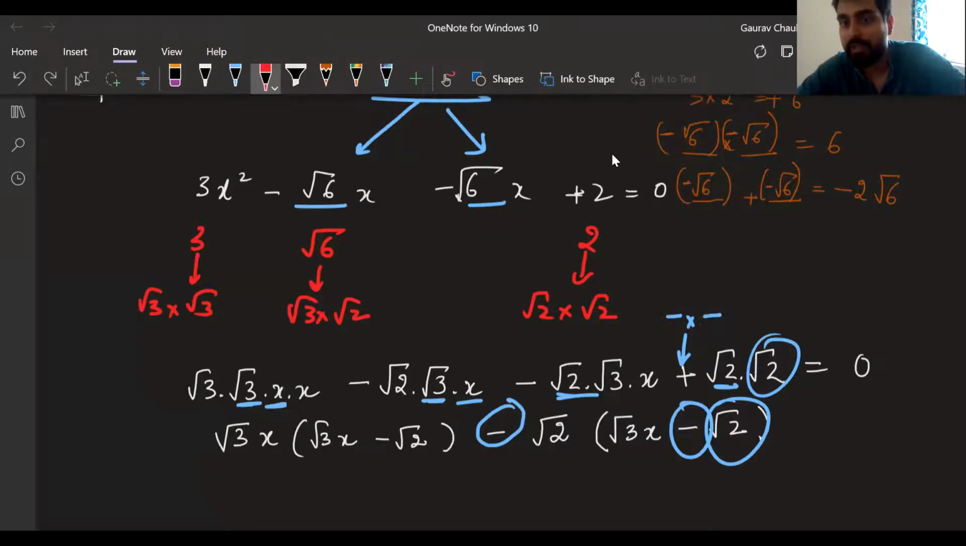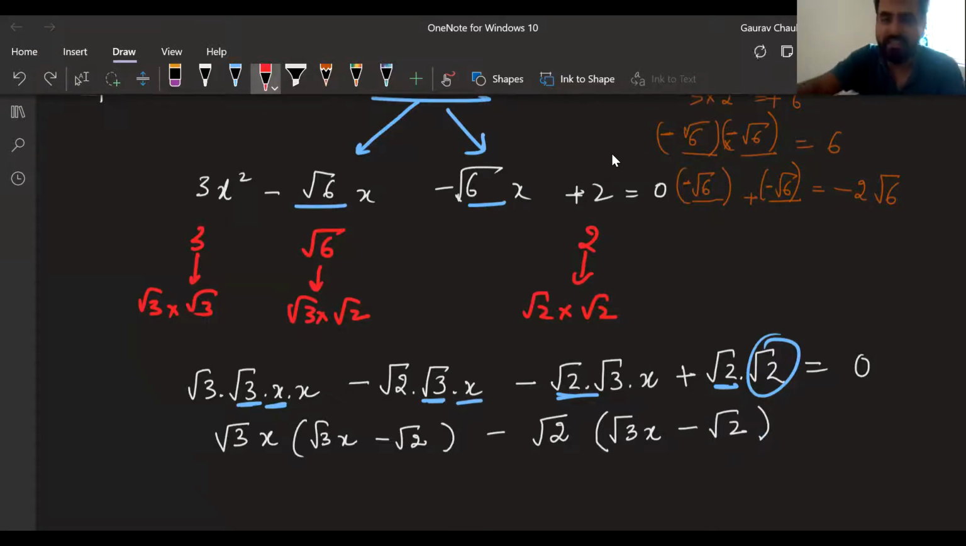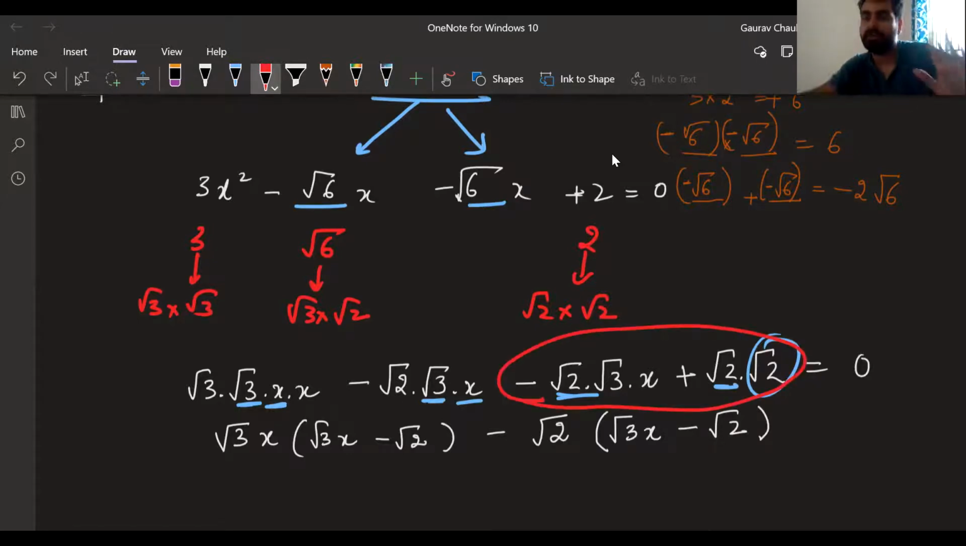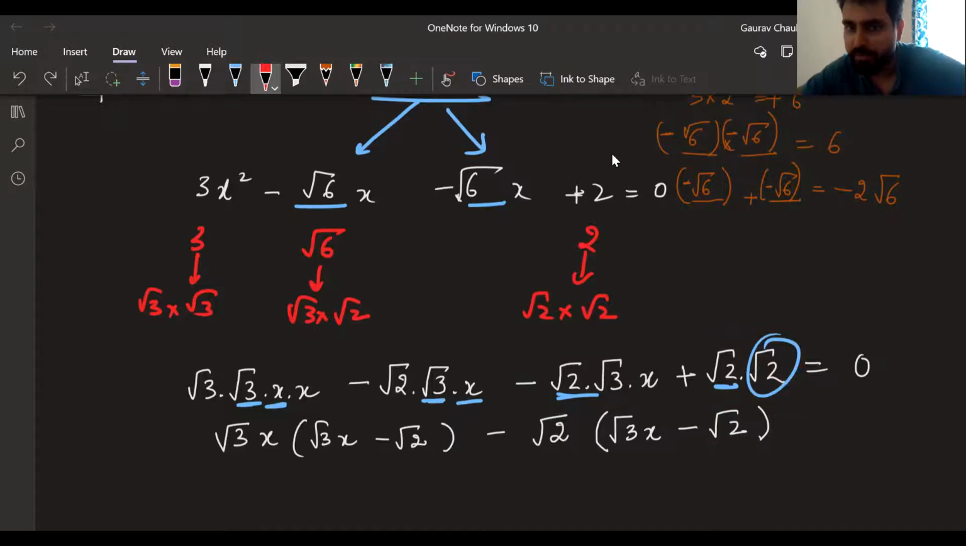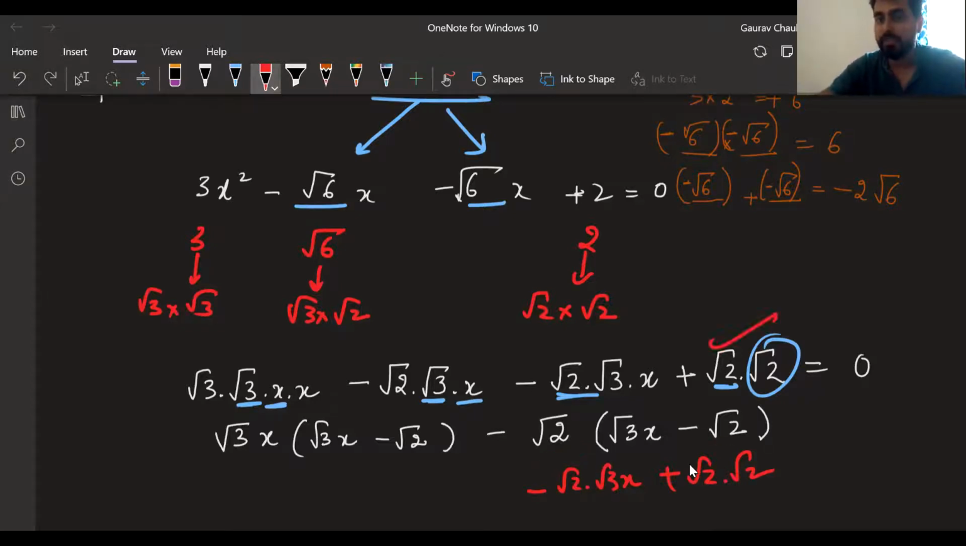That's my logic. Now when I open the bracket, your check should be very simple. Just check if you open the bracket, do you get the previous expression or not? In your mind only, you can do this and check. So I'm opening the bracket. I'm going to do minus root 2 into root 3x, that's going to give me minus root 2 into root 3x. Minus into minus plus root 2 into root 2. So yes, I am getting the previous step.